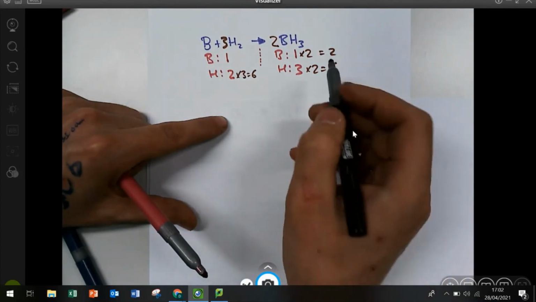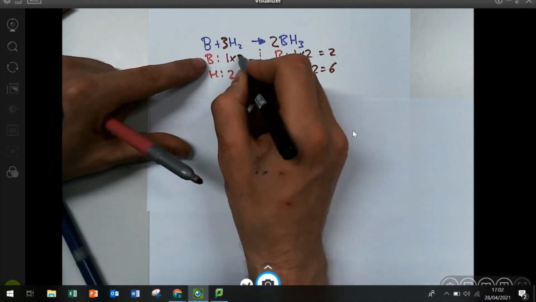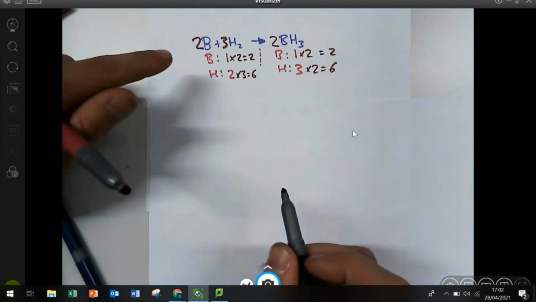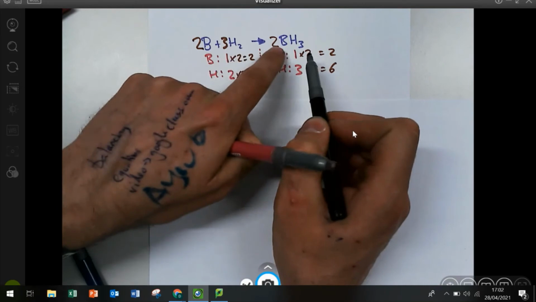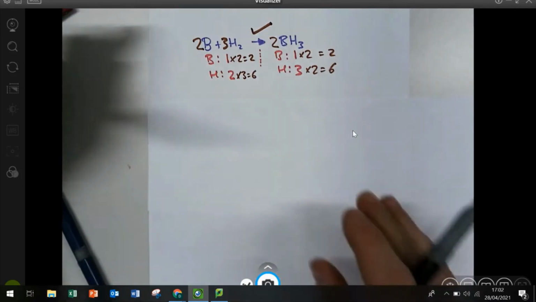So now I've got to do something to the other side. I've got to make sure the boron over here is the same. So I also times it by 2 to get 2. Now let's check. 2 boron, 2 boron. 3 times 2 is 6. 2 times 3 is 6. It's balanced. Okay, we'll do one more example.